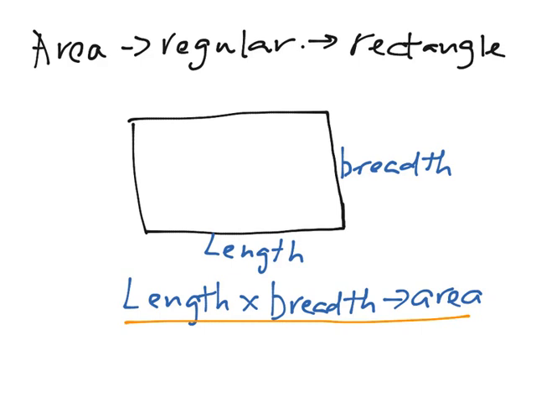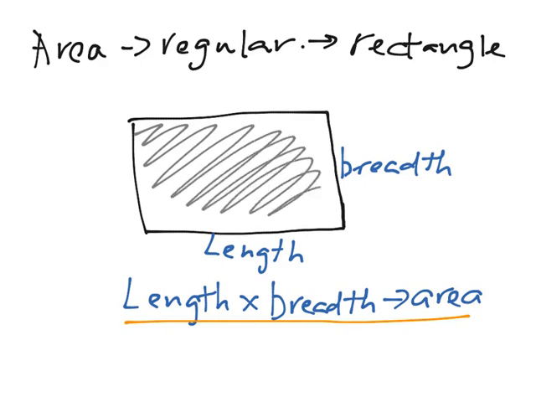But actually the question is, what is an area? An area is the space that is within this rectangle. It's how much space there is. So to calculate it, it is length and breadth. But how do we derive this formula? Let's try. I'll show you how this formula is derived, to find the space within this rectangle.